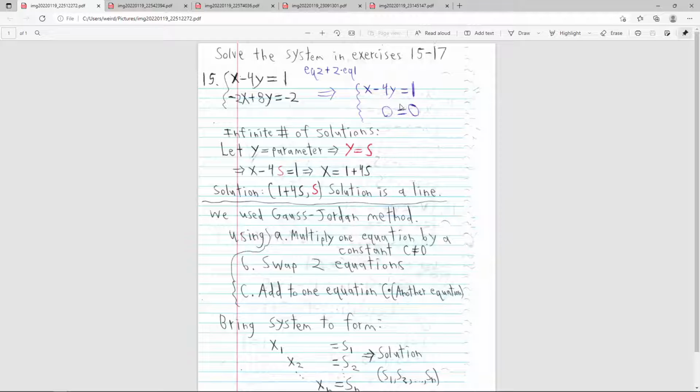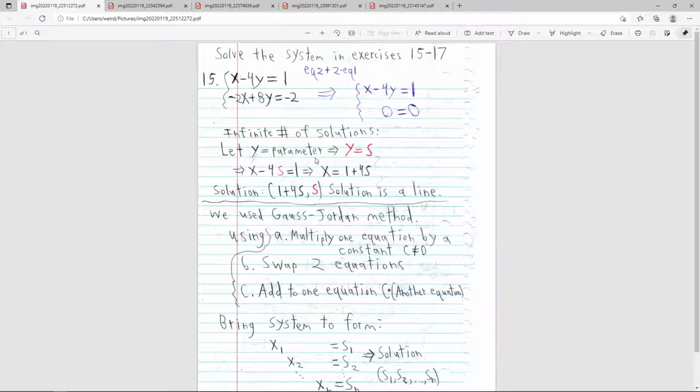Let's subtract. So an infinite number of solutions is the case, and you'll see real quick this is basically one example of the Gauss-Jordan method, which we'll explain real quick. But 0 equals 0. It's an infinite number of solutions.